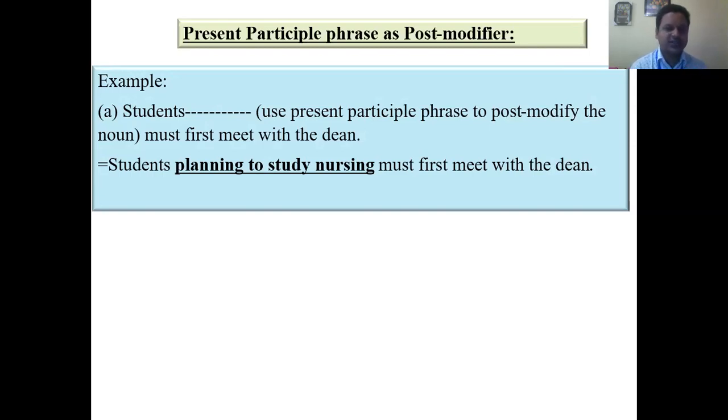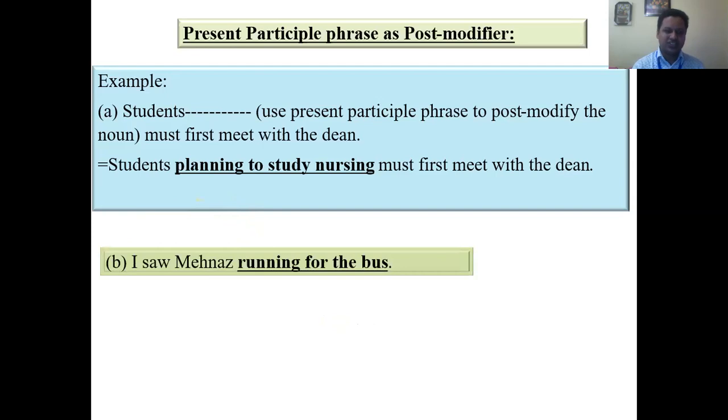What I have used here: students planning to study nursing must first meet with the dean. So students planning to study nursing has a present participle phrase used after students, after the noun. So planning to study nursing modifies students here. Another example for you. I saw Mehnaz running for the bus. So Mehnaz is the noun. I've used a present participle phrase, running for the bus, after the noun. So running for the bus is a present participle phrase used as a post-modifier here.